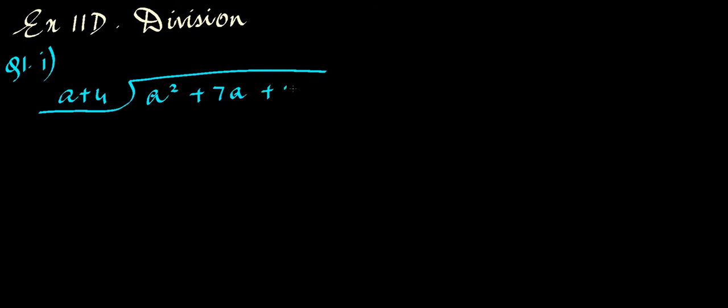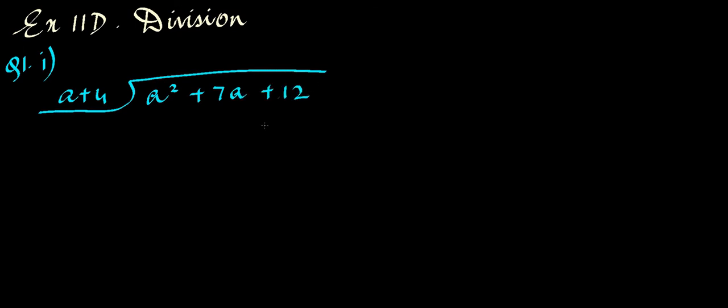Hello children, today we will be continuing exercise 11D, the one that comprises division of algebraic expressions. Okay, so let's begin with question 1, sub-question 1. Here the divisors are a little different. Let us see what our first divisor is. Our first divisor is a plus 4. It's a binomial. And our dividend over here is a square plus 7a plus 12.